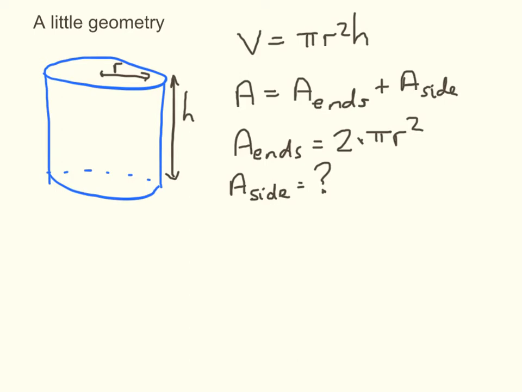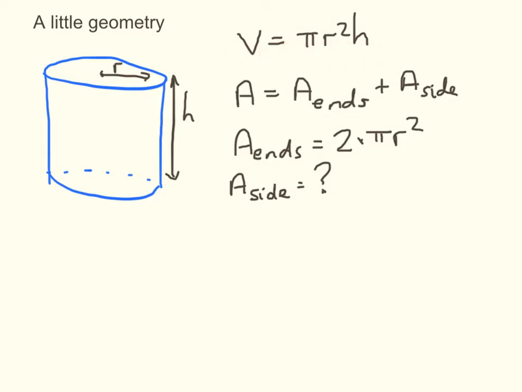So before we can use calculus to work out how to minimize the area of a particular cylinder with a fixed volume, we need to remember a little bit of geometry. First of all, the volume of a cylinder which has radius r and height h is pi r squared, that's the area here, times the height. So pi r squared h is the volume.